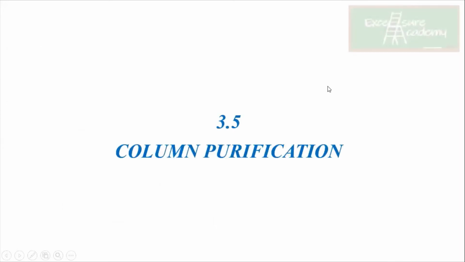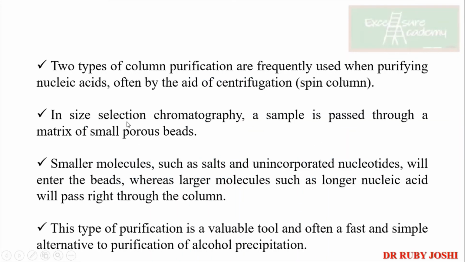Okay. Now coming to the column purification. So there are two types of column purification for the nucleic acids. In size selection chromatography, a sample is passed through a matrix of small pores. So just get the idea over here, because in the upcoming techniques, I'm going to teach you in detail how the size selection chromatography or affinity chromatography works. Okay. So just get the idea that size means it is based on the size and the shape of the molecule. Okay. So smaller molecules like salts or nucleotides will enter the beads.